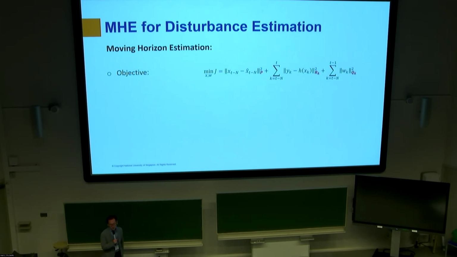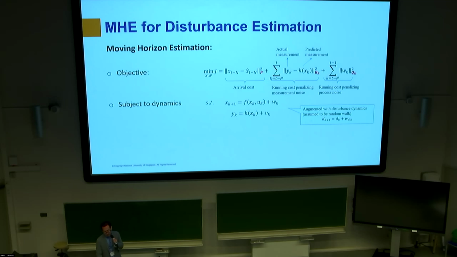So we propose to use moving horizon estimation to estimate the disturbance. And here is the objective function of the moving horizon. You have the arrival cost, which tries to keep the consecutive estimates consistent. You also have the running costs that penalize the measurement noise and the process noise. This is a model-based optimization, so you also have to be subject to the dynamics. And here we simply assume the disturbance dynamics to be a simple random walk model and augment the original quadrotor dynamics with the disturbance model.